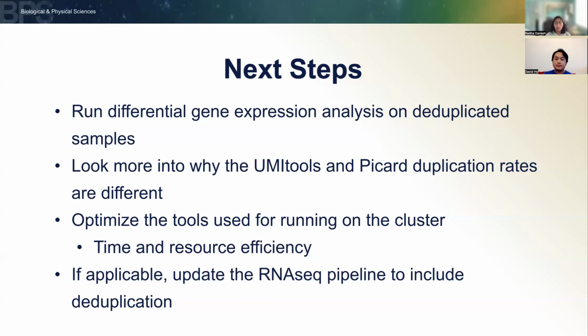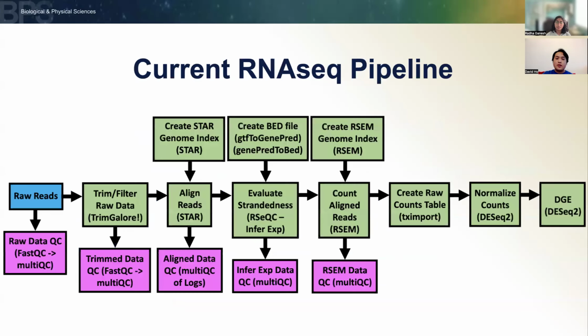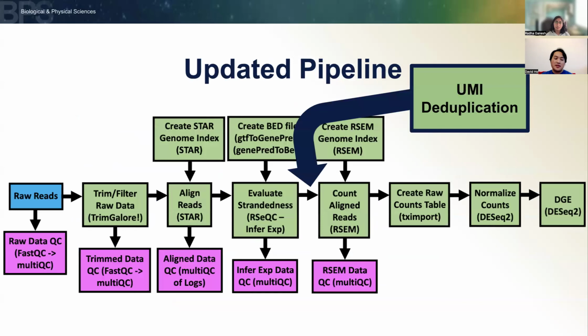And then if applicable, in the end, we would like to update the RNA-seq pipeline in order to include deduplication. So as of now, with this slide here, here's the current RNA-seq pipeline. And with this slide here, this is where our work of UMI deduplication would go if this step were to be implemented.